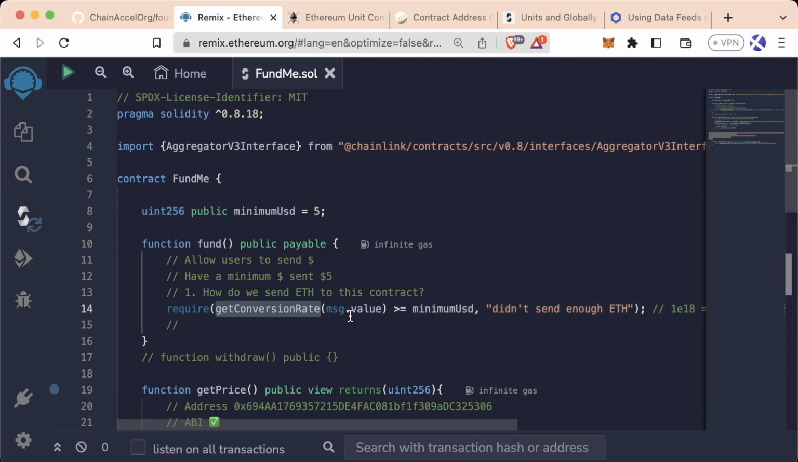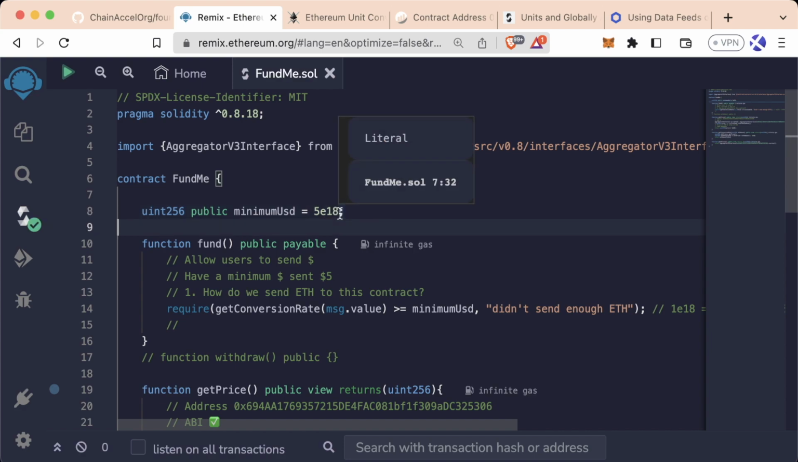However, since getConversionRate returns a value with 18 decimal places, we need to update our minimumUSD to say 5 times 10 raised to the 18th. Or we could also do 5e18, or we could do 5 times 1e18. I personally like this 5e18 syntax, but whatever works for you.